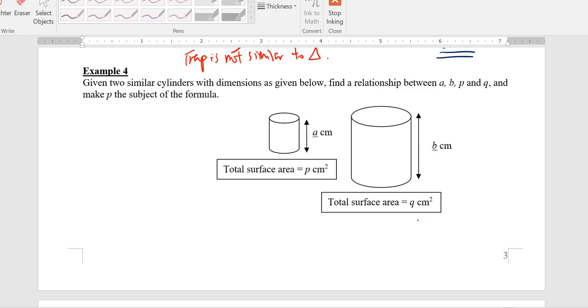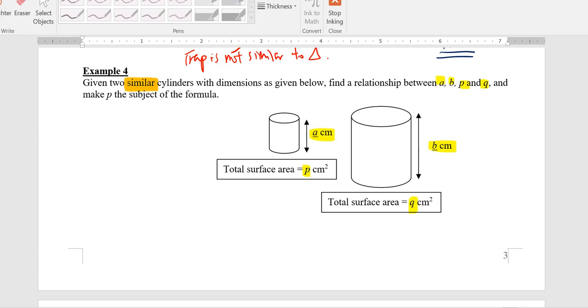In example 4, we are given that the two cylinders are similar. So this is a keyword. And we are supposed to link up a relationship between A, B, P, Q. AB is the corresponding height of the similar cylinders, P is the total surface area of the smaller cylinder and Q is the total surface area of the larger cylinder.